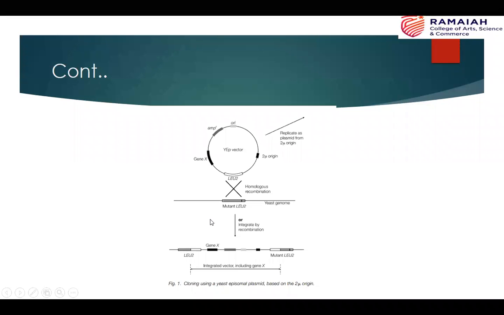To brief it once again, these yeast episomal plasmid vectors are developed based on the naturally occurring 2-micron plasmid. It has the E. coli shuttle sequences and also the 2-micron origin and selection marker. It can replicate as a plasmid because of the presence of the 2-micron origin, or it can get integrated with the host chromosome, that means the yeast chromosome, by homologous recombination. When it gets integrated, the gene of interest also gets integrated. So it can be available there for the expression of the gene.